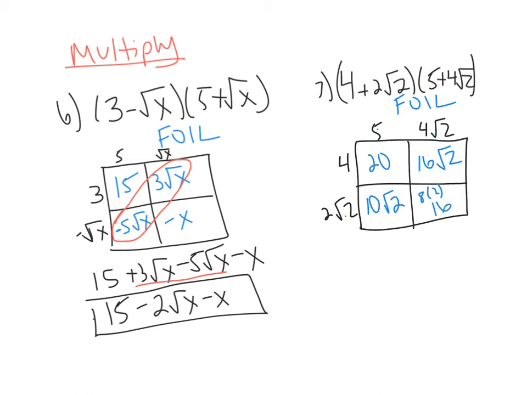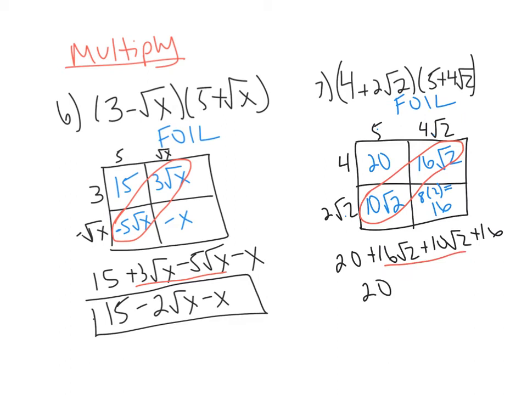So we write out our terms. We've got 20 plus 16 root 2 plus 10 root 2 plus 16. And what I love about the box, again, is your like terms. I've got 16 root 2 and 10 root 2, so I can add: 16 plus 10 is 26 root 2. And I have another like term: 20 plus 16 is 36, plus 26 root 2. And we are done.